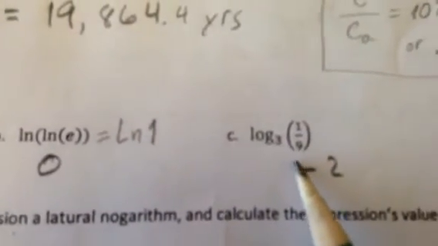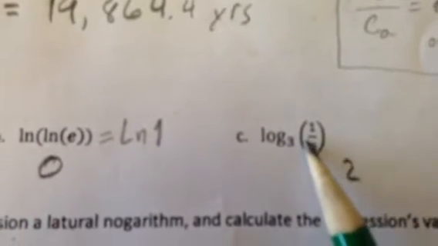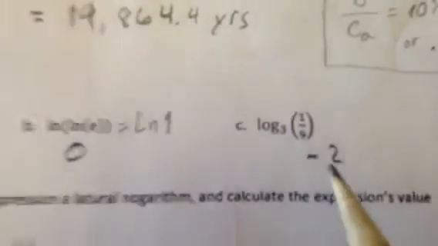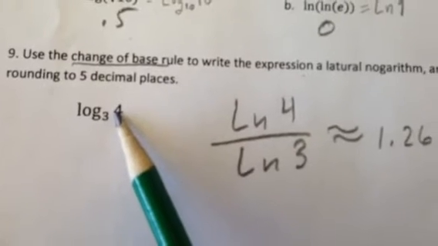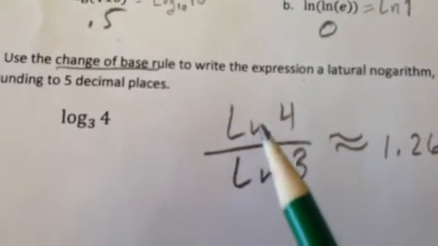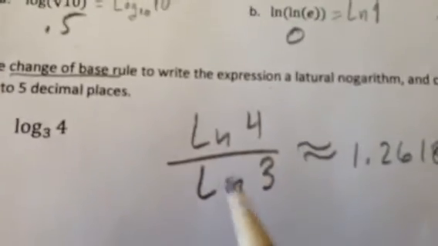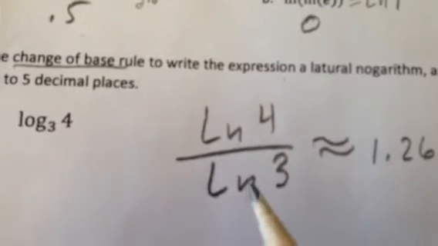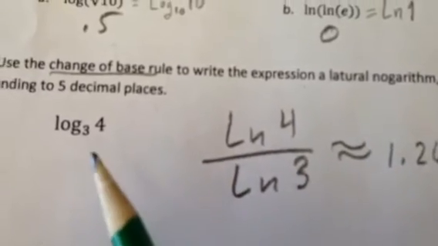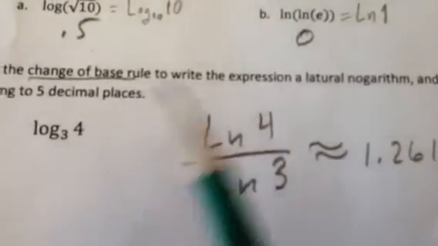This is log base 3 of 1/9, and so 3 to what power equals 1/9? That power is -2. Okay, let's do the next one. Writing log base 3 of 4 using natural logarithms, ln: you would take the natural log of 4 divided by the natural log of 3. So the base goes on the bottom. Maybe that's the easiest thing to remember, base on the bottom.